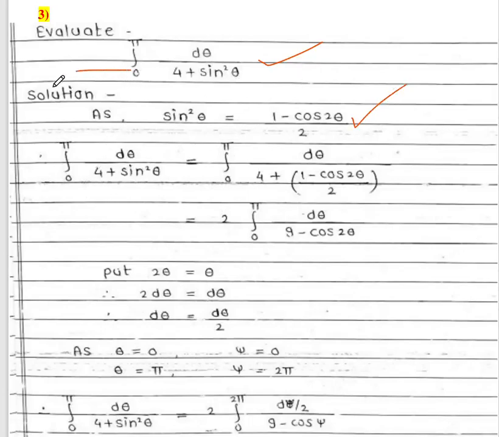So this integral can be written as the integral 0 to π dθ upon 4 plus sin square θ equal to the integral 0 to π dθ upon 4 plus, replacing sin square θ, (1 minus cos 2θ) divided by 2. Which implies, by cross multiplication and solving, the 2 will be transferred to the numerator. So this is equal to 2 times the integral 0 to π dθ upon 9 minus cos 2θ.